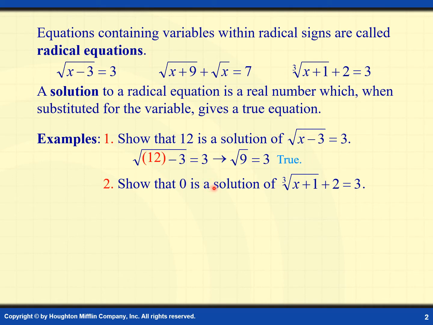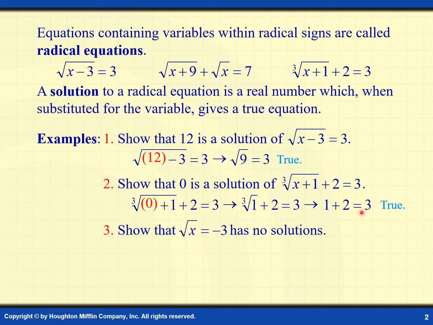Number 2, show that 0 is a solution of the cube root of x plus 1 plus 2 is equal to 3. So how did we get 0? That will be our topic later on. So, upon substitution, the cube root of 0 plus 1 plus 2 is equal to 3. So, that is equal to cube root of 1, that is 1. 1 plus 2, that is 3. And they are equal, or the equation is true if the value of x is equal to 0.